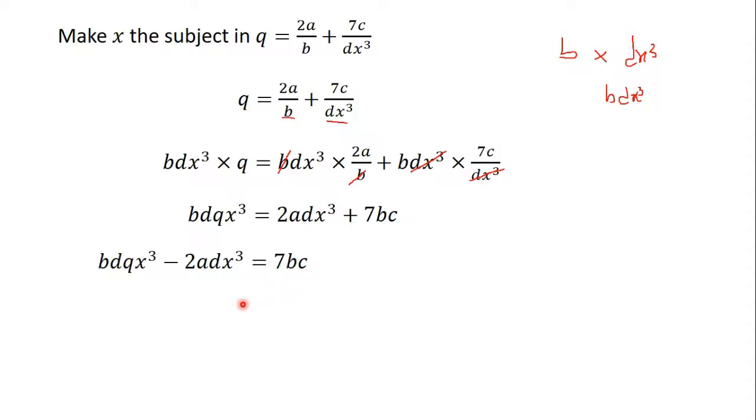Okay, from here we can factorize x exponent 3 out, since that is what we want to make the subject. So x exponent 3 into bracket bdq minus 2ad will give us 7bc. We've done a lot of this factorization here and in algebra, so you should be conversant with doing it by now. You divide both sides by the group of letters or the variables attached to what you want to make the subject, and in this case that is bdq minus 2ad.